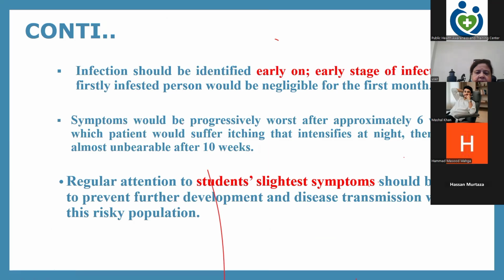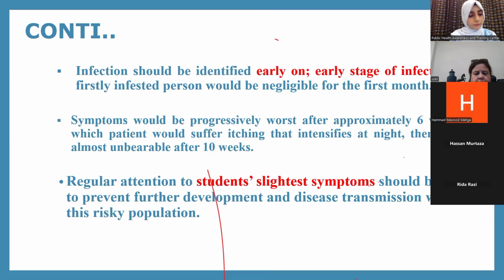Infection should be identified at an early stage. In the first month, the infested person would be largely asymptomatic. Symptoms would progressively worsen after approximately 6 weeks, in which the patient would suffer itching that intensifies at night, then become almost unbearable after 10 weeks. Regular attention to students' slightest symptoms should be able to prevent further development of the disease transmission within this risky population.